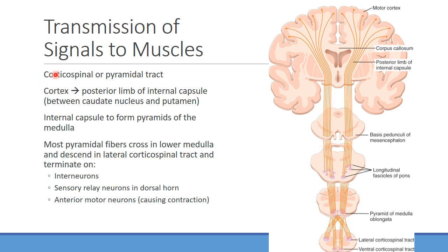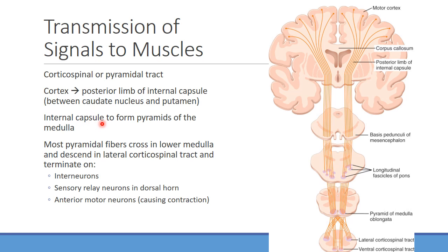Okay, so again, going from the cortex, we'll go down to this posterior limb of the internal capsule. This actually goes between the caudate nucleus and the putamen. These are going to be integral for basal ganglia function. And it's important to notice how closely the corticospinal tract and the basal ganglia are associated with one another, which is good because there's going to be a lot of pathways that are going to be influencing one another through that.